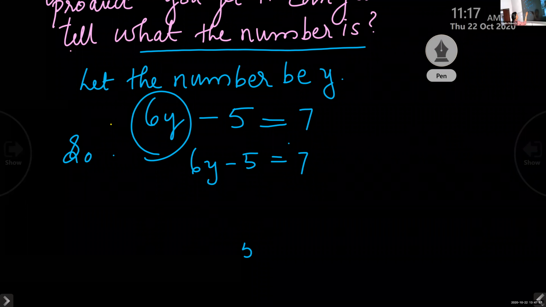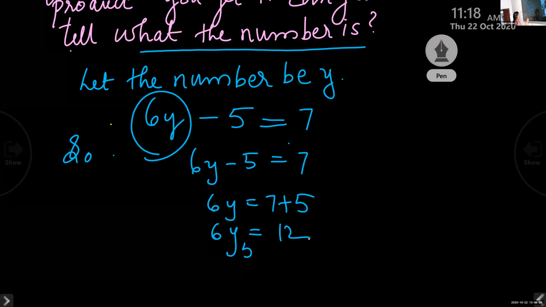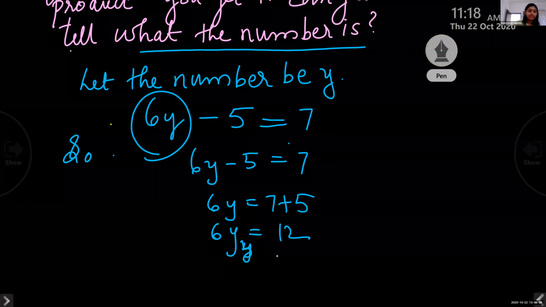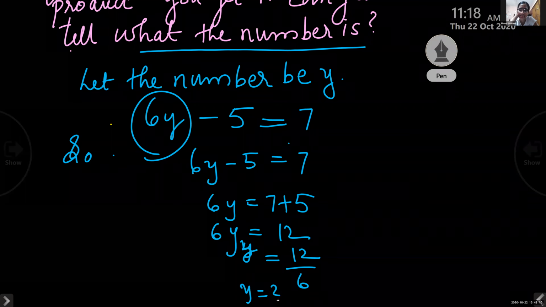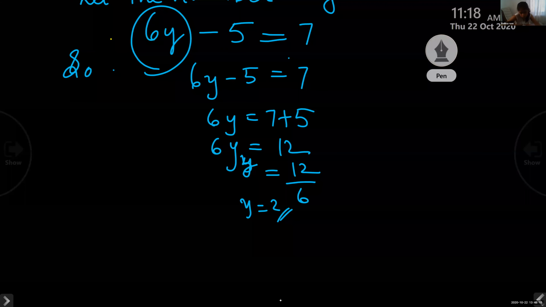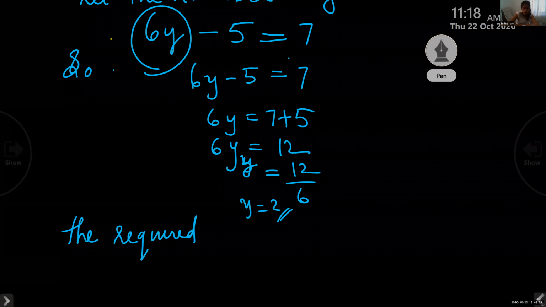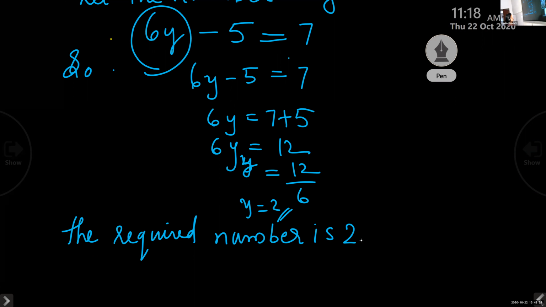So what is the answer? 6y will be equal to 7 plus 5. 6y is equal to 12. So y is equal to 12 divided by 6, which is 2. So y is equal to 2. So you have to write the required number is 2. The required number is 2.